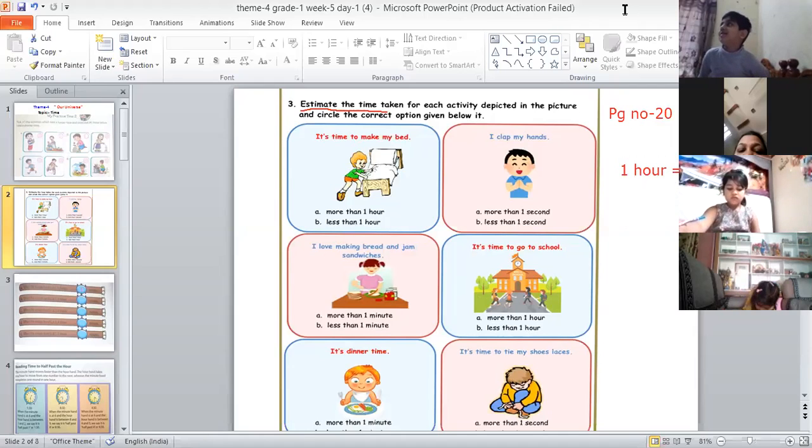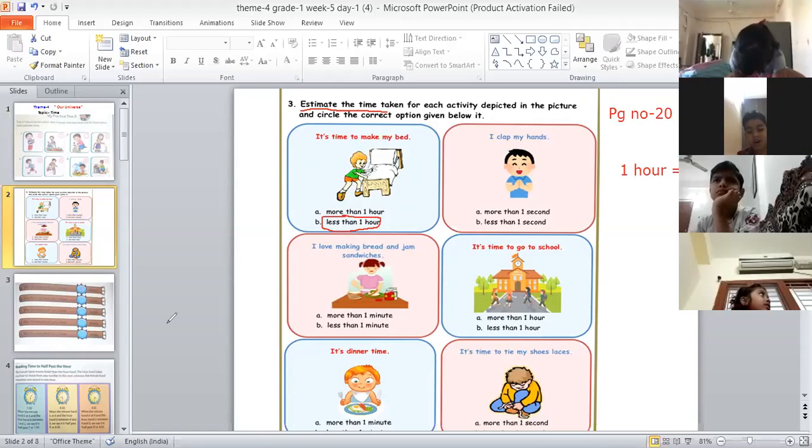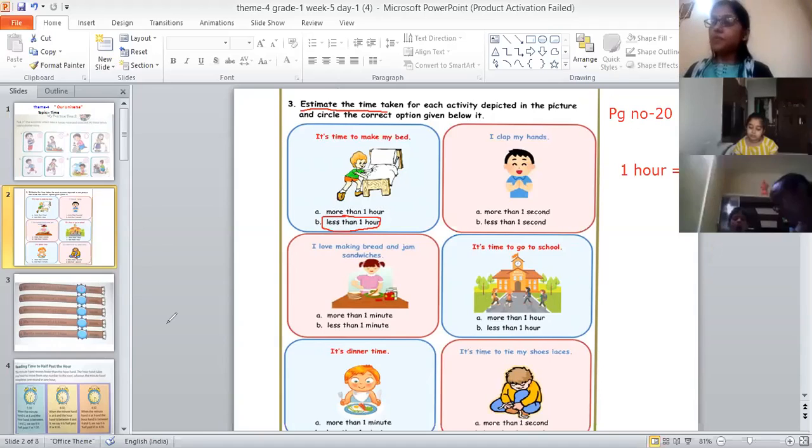Less than 1 hour. Yes, so you will take less than 1 hour time to make your bed. So we will circle option second. Okay, you will not take more than 1 hour time. You will take less than 1 hour time. You will take only few minutes to make your bed. Okay.